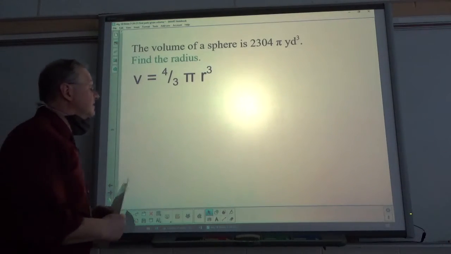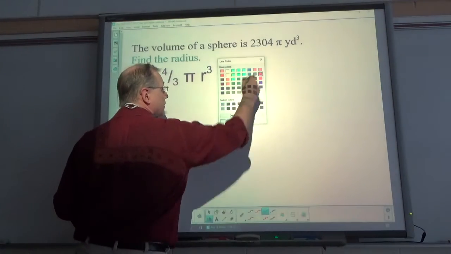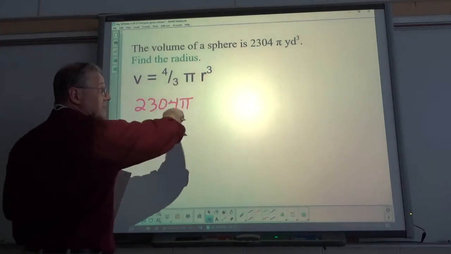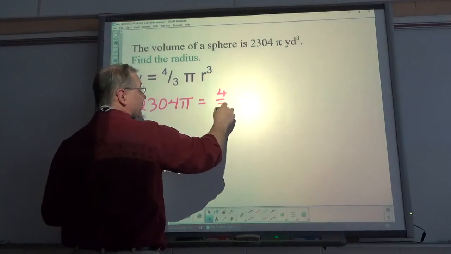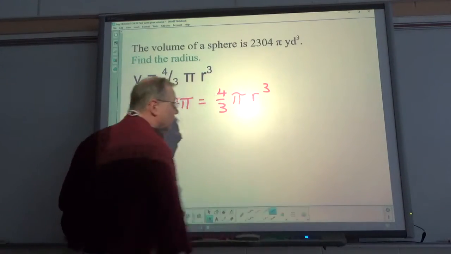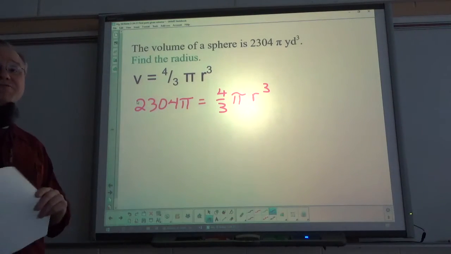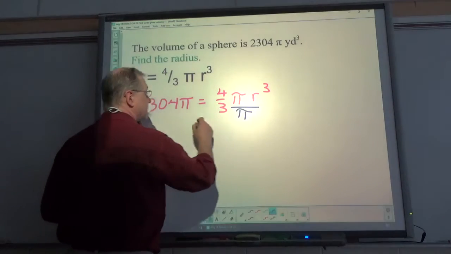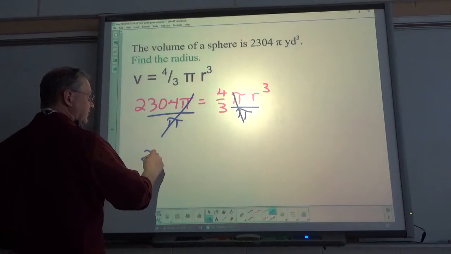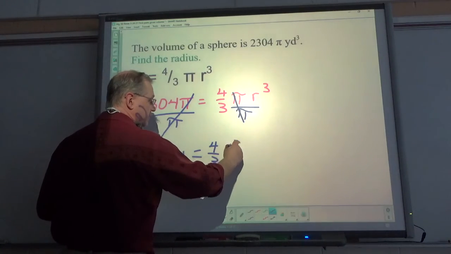All right, our last example. Let's see. Volume 2304 pi, notice it includes pi, equals 4/3 pi r cubed. Now, once again, because we have a fraction times pi, I would even suggest divide both sides by pi. The pi's are gone. So now I have 2,304 equals 4/3 r cubed.